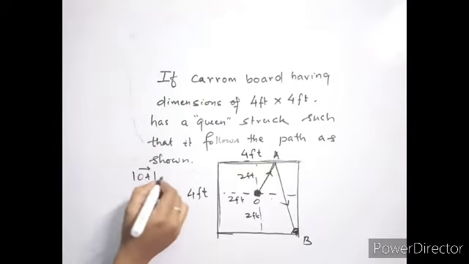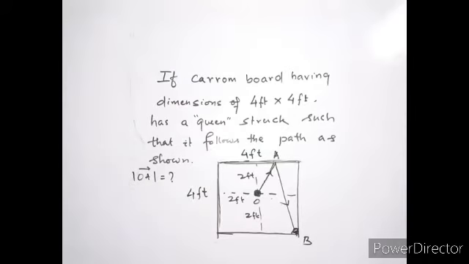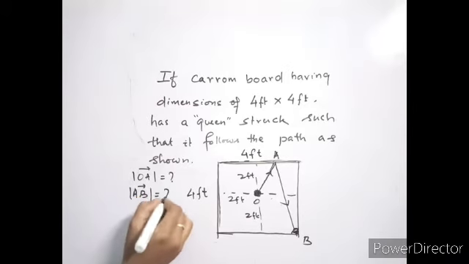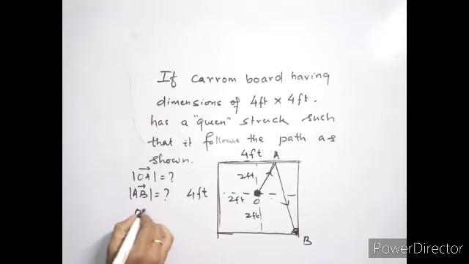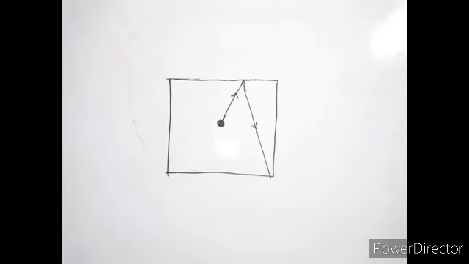So we need to calculate the displacement vector: the magnitude of OA vector, the magnitude of AB vector, and finally the net displacement of the queen from the center to the pocket, that is OB vector. So all the magnitudes need to be calculated.